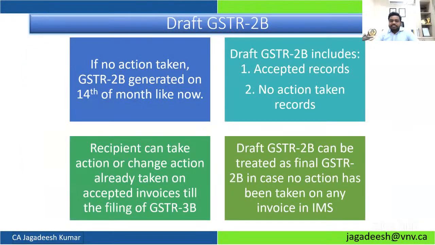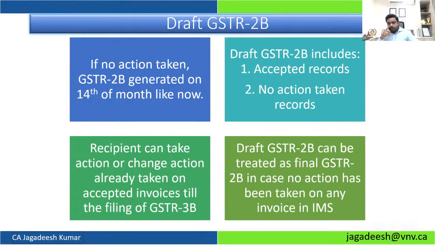So now coming to the draft GSTR-2B. Why do I call it a draft? Because it's not final as long as you have not filed your GSTR-3B for that period. So if I have not taken any action, in that case, the GSTR-2B is generated the same way for the next periods also. So what does GSTR-2B include? Accepted records as well as no action taken records, because no action taken is also a deemed acceptance. So how many times can I take action on those invoices? You can take action any number of times till you file your GSTR-3B. Once you file GSTR-3B, you are no longer able to take action on any invoice.